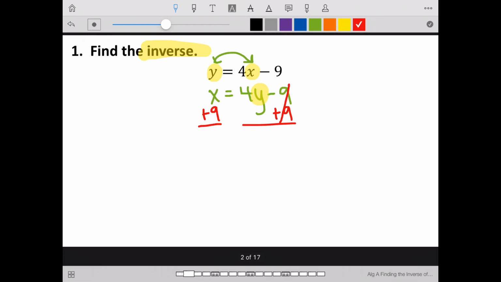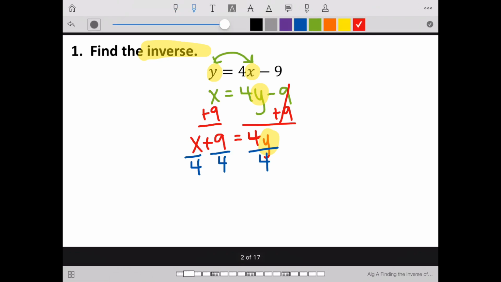The 9's cancel. The 4y comes down. And now x plus 9. I can't calculate x plus 9, so I just leave it x plus 9. But remember, we're trying to get the y by itself. So my next step, I'm going to divide by 4. And on the other side, since I have two numbers, I need to divide by 4 two times.